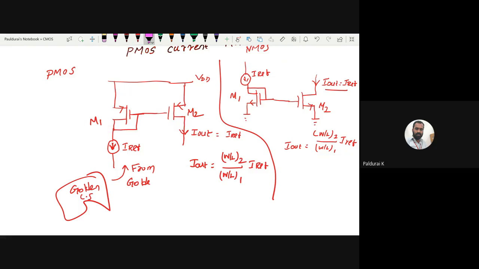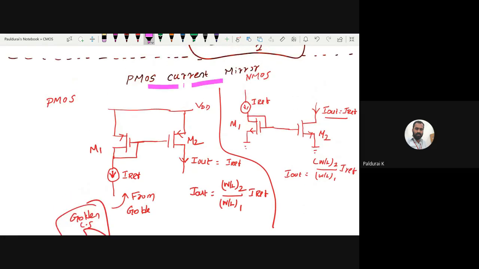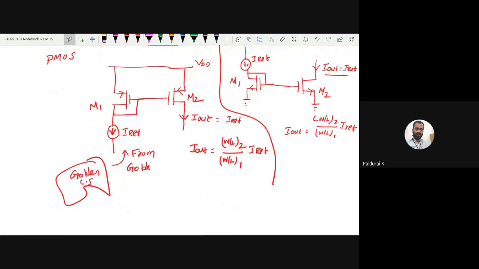So this is about my basic current mirror. Any doubt so far? Any doubt in the PMOS current mirror? How to sketch the circuit diagram for PMOS current mirror? Any difficulty? No, sir. Okay.